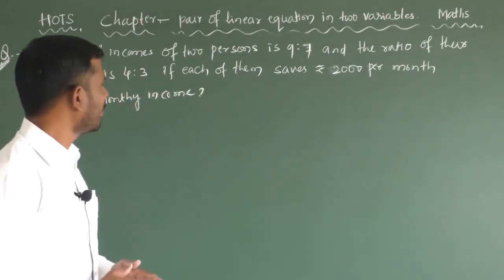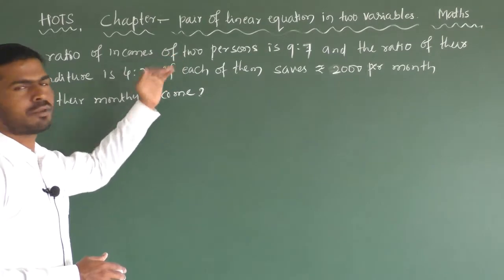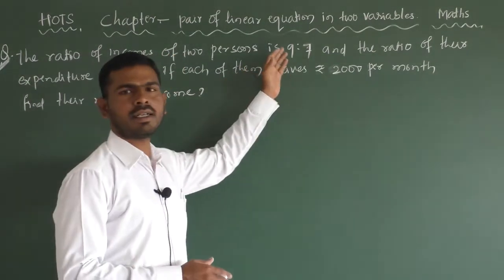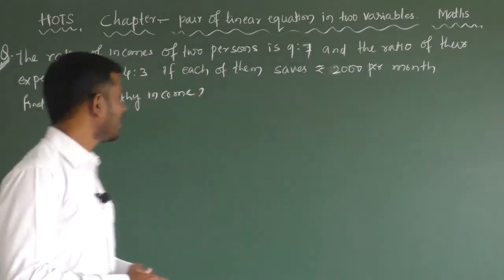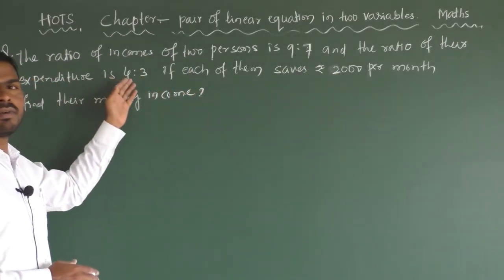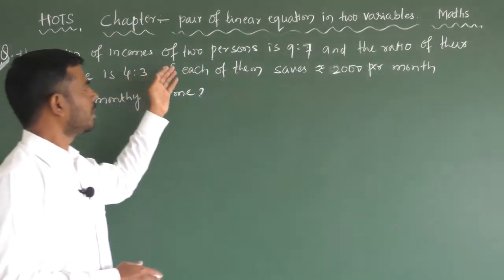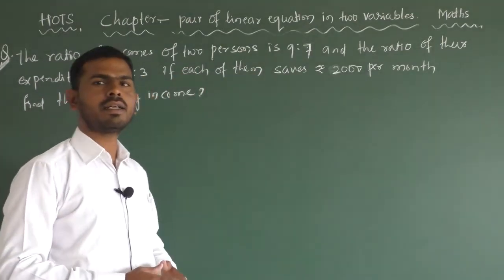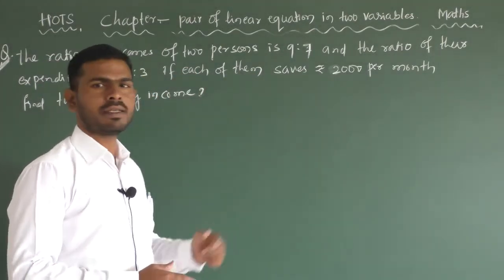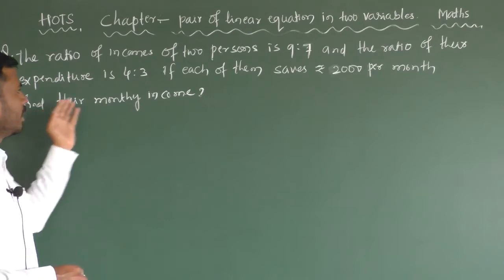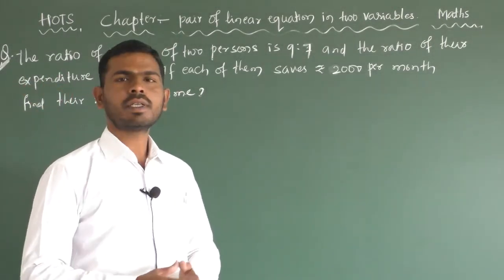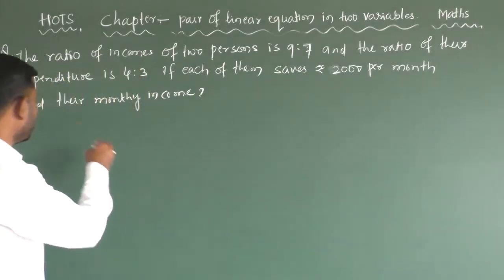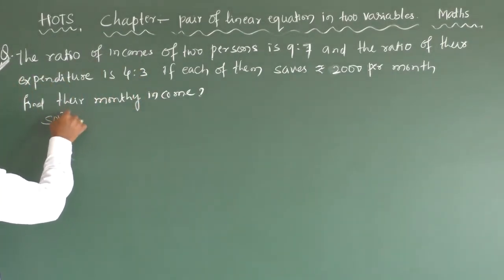So two persons are given here. The ratio of their incomes is given, that is 9:7, and the ratio of their expenditure is given, 4:3. Each of them saves 2000 rupees monthly, which means you have to find out their monthly income. What is the monthly income of the two persons? So first step, here is the solution.